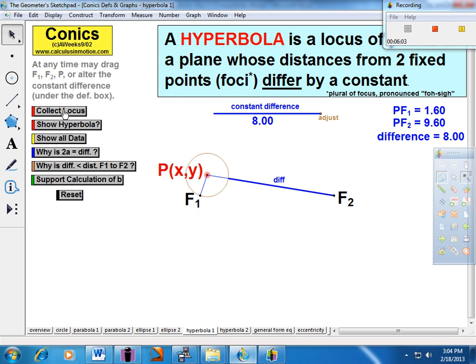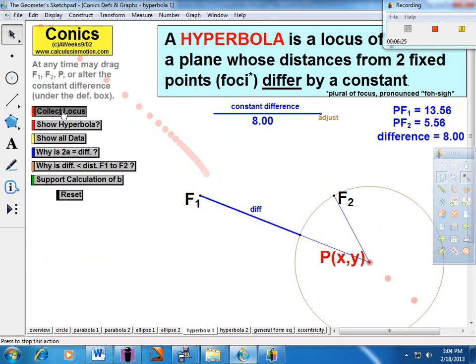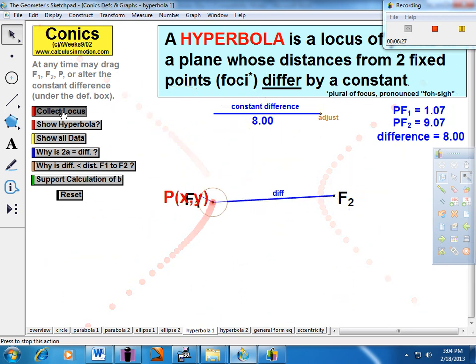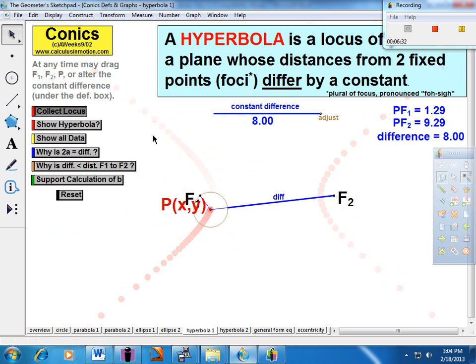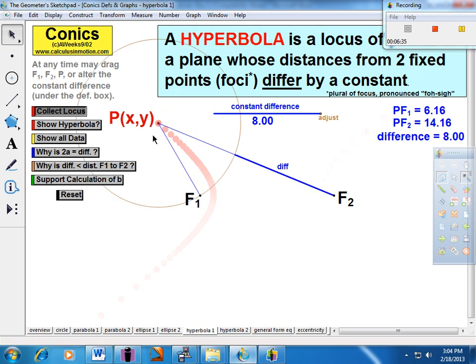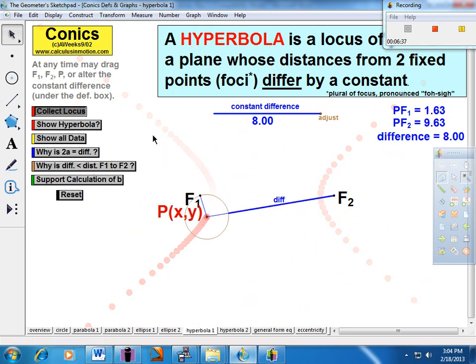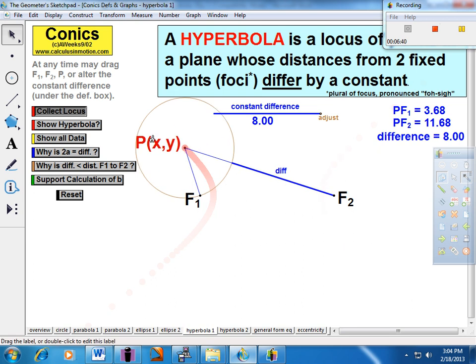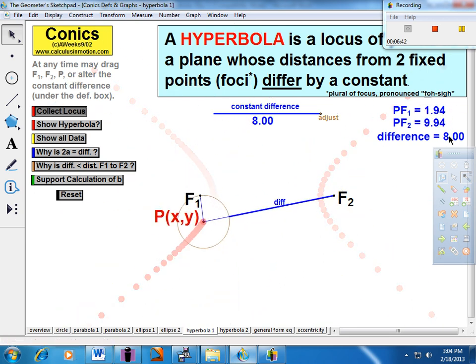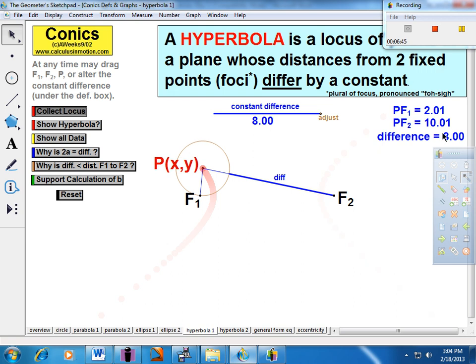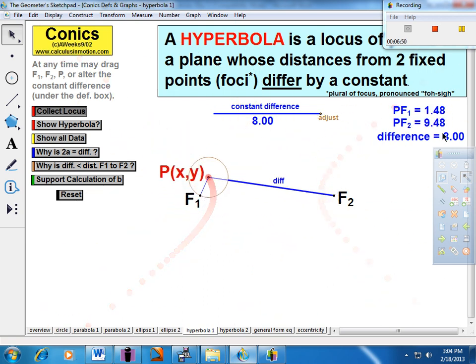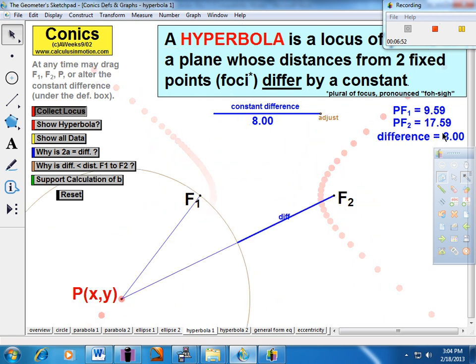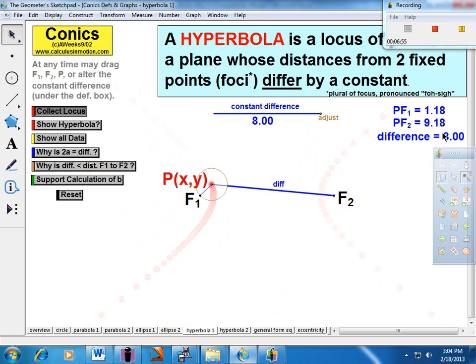And when it says collect locus, what it means is collect all the points in the plane that fit that definition. And you can see one branch over here, it's kind of slowing down, but it'll pick up. There's one branch, and there's the second branch. So two branches of our open-ended curve called a hyperbola. That looks great. Notice over here, those distances are changing, but notice the difference is constant. And when we take the set of all points in a plane that fit that definition, it forms two branches of our hyperbola. All right, I hope that works for you. Kind of cool to see.